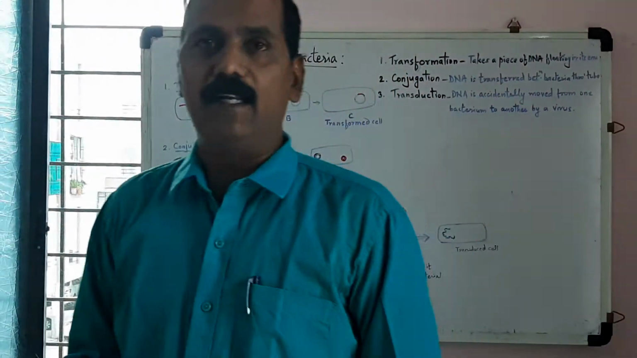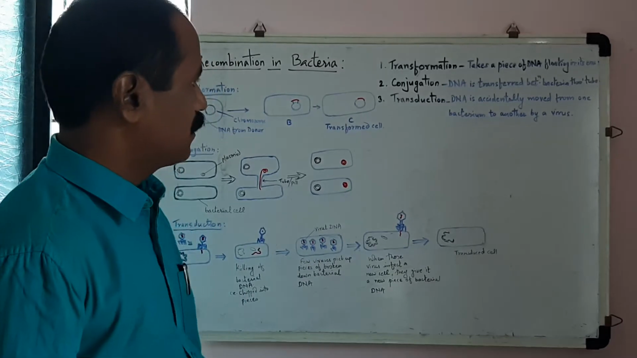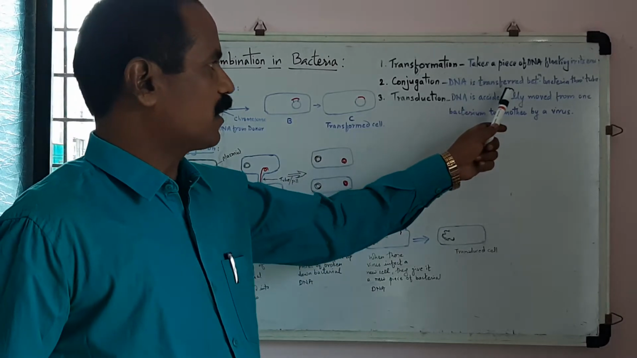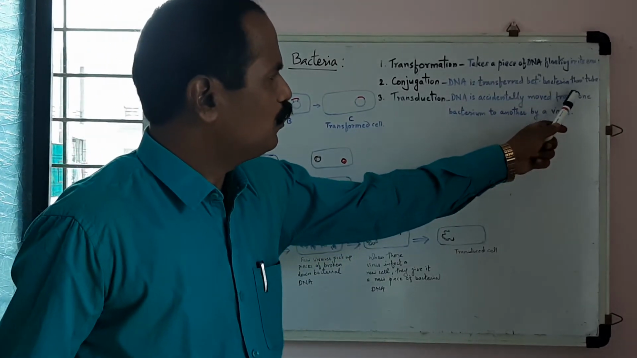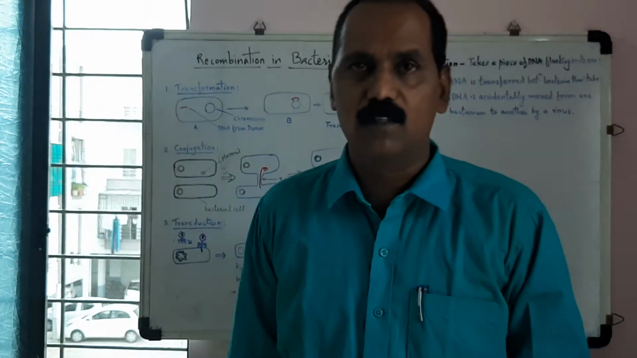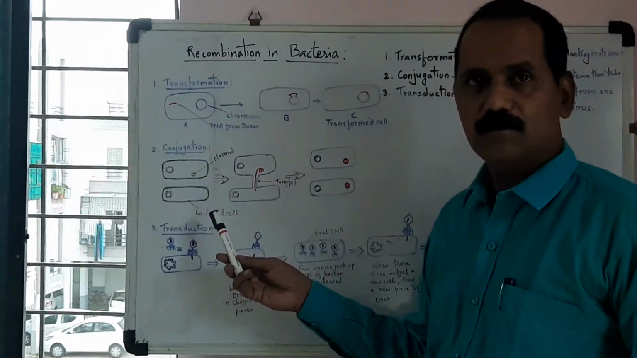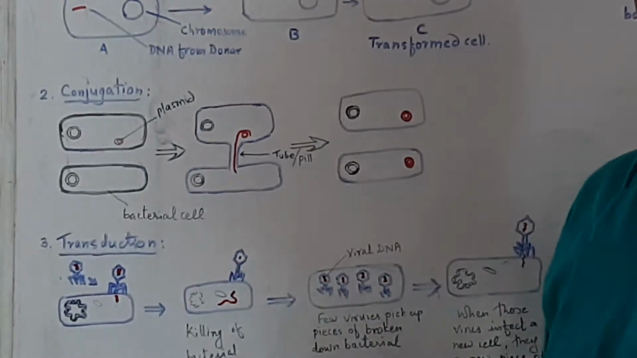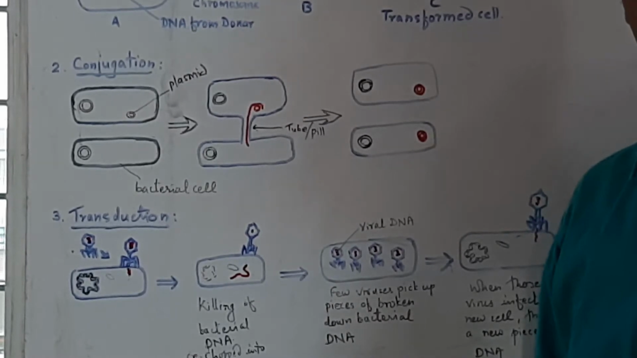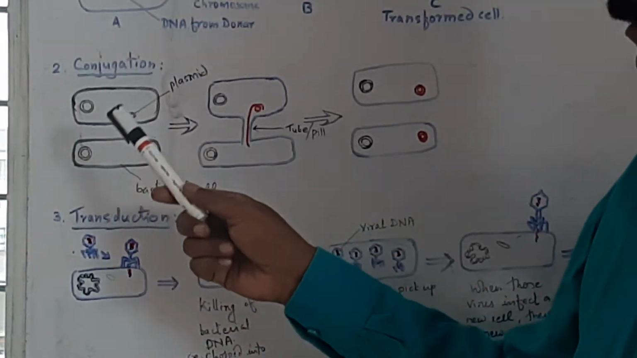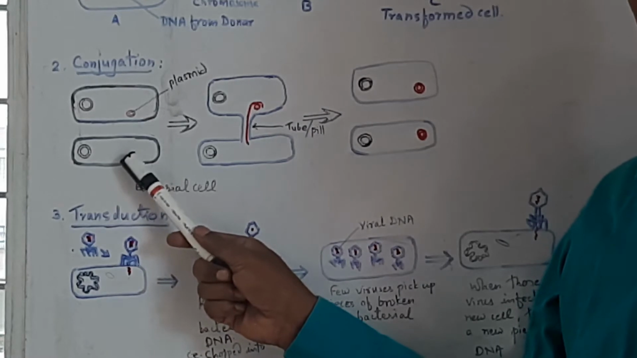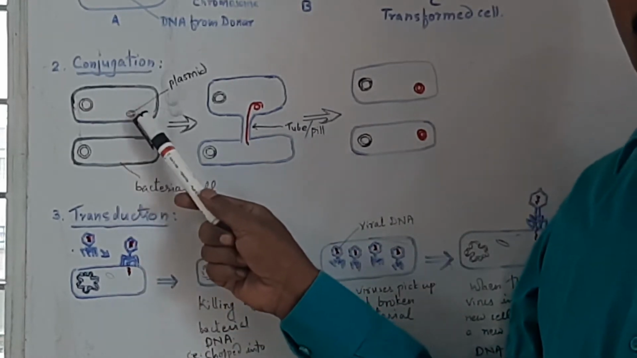To understand the process of conjugation, what is it? Conjugation is the process where DNA is transferred between bacteria through a tube. Now for understanding this process, I have drawn these figures where at least two bacterial cells are required with their own genetic makeup. Here is one bacterial cell, and this one is another bacterial cell. One cell has a plasmid.